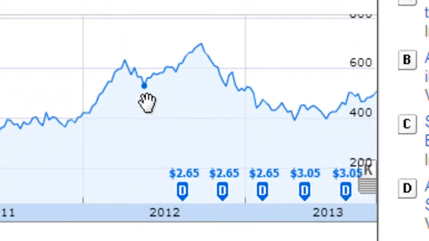Now in the short term, this wouldn't have worked out well because Apple reversed course and went up to $700. But over the longer term, the stock did, as most of you know, drop below this point, and so that would have been a pretty decent exit point.